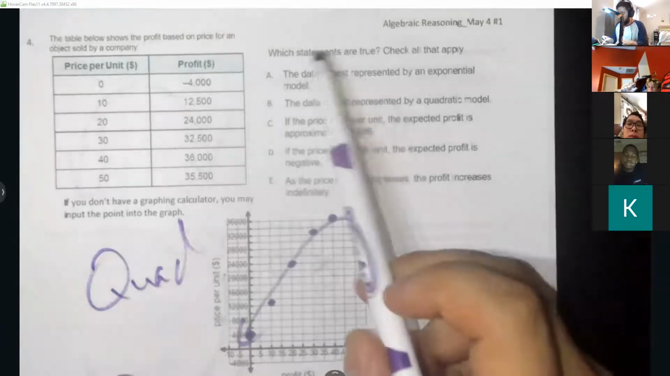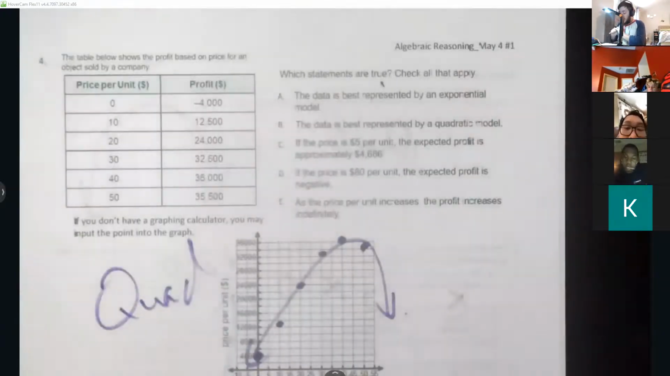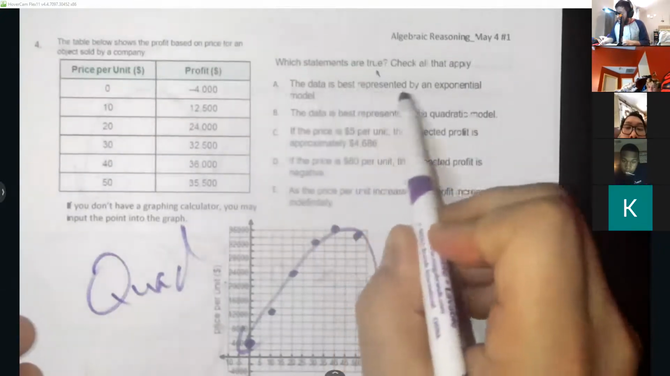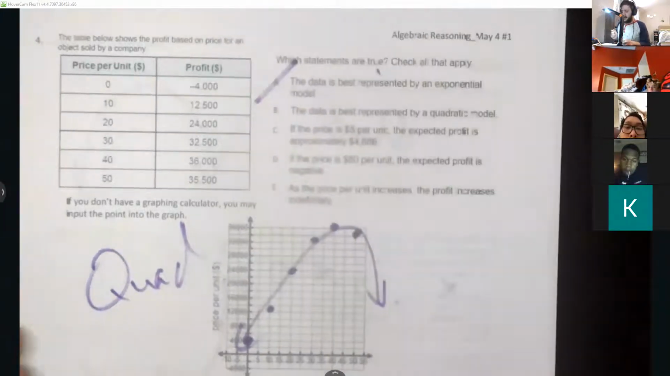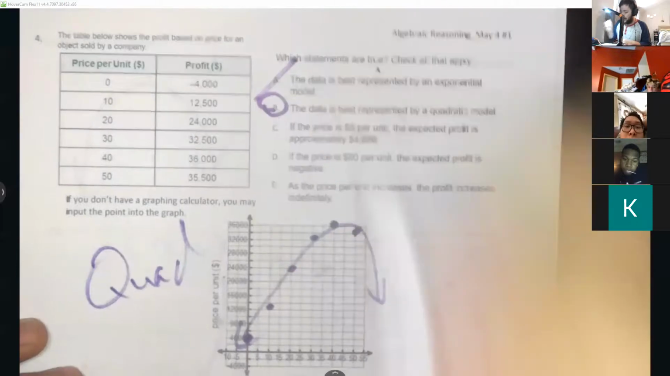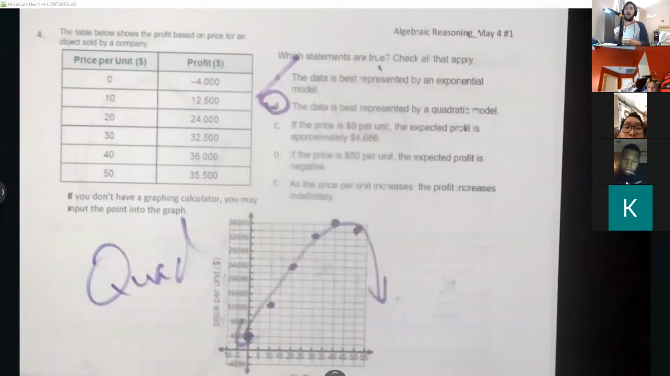So let's see. Which statements are true? Oh, check all that apply. This is a different type of question. It's not just going to be one; maybe there's more. The data is best represented by an exponential model. Nope, we can get rid of that one. The data is best represented by a quad model. Absolutely. Okay, how about this one?